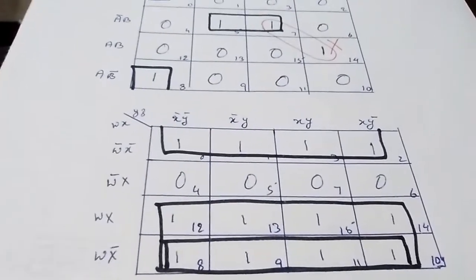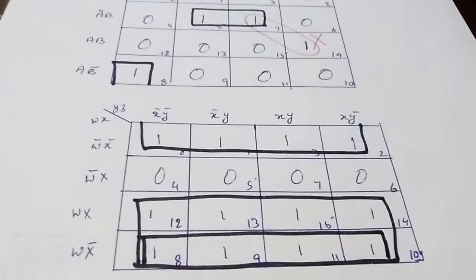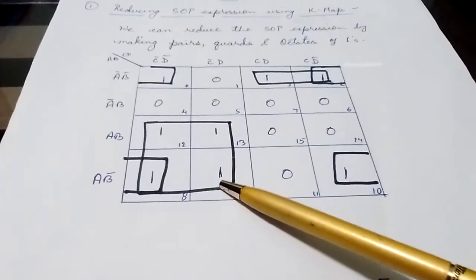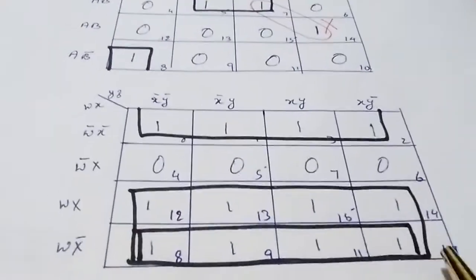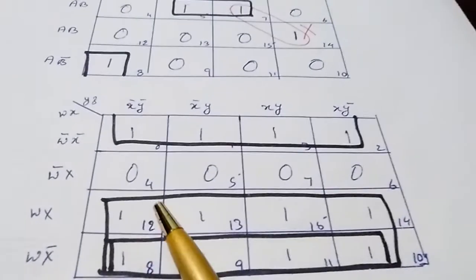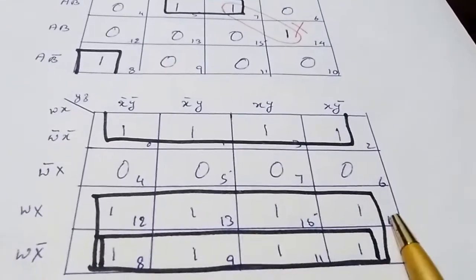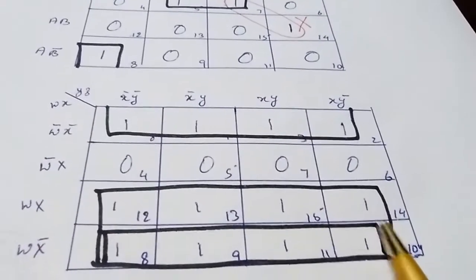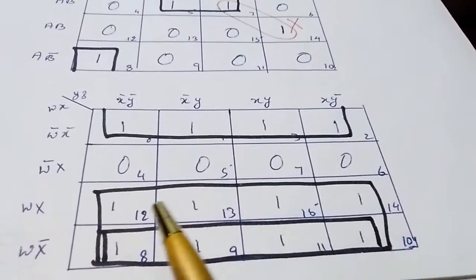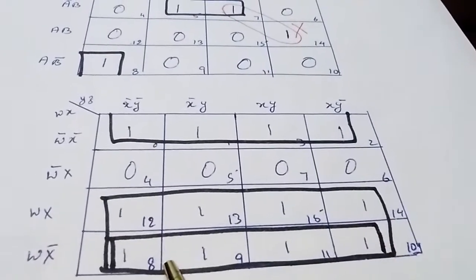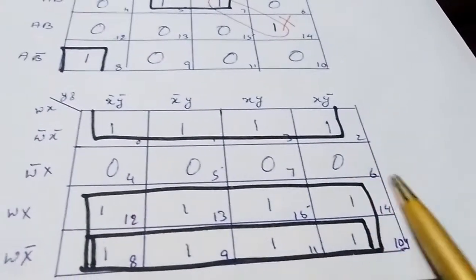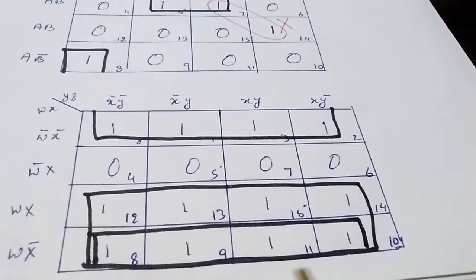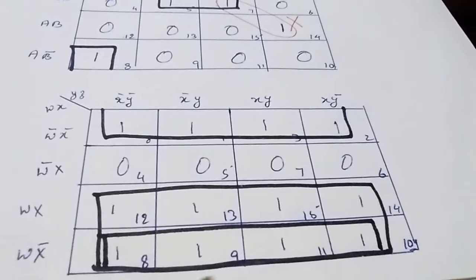Okay, let us see another one. This is your octet. So we have seen this is your quad, this is your pair, and this is your octet. Octet means where 8 ones are combined together at a time. We see here in this Karnaugh map there are ones over here also as well as here also. So we can make one pair, one quad, one octet.